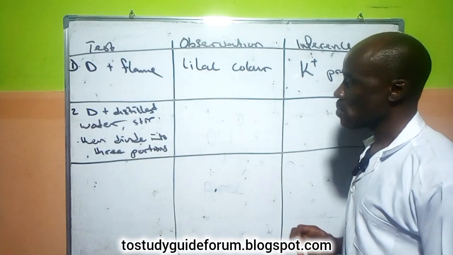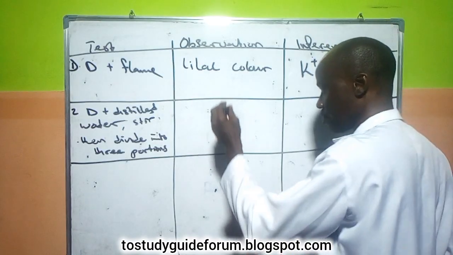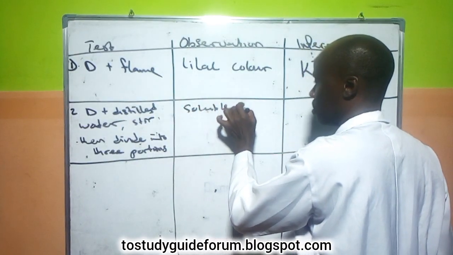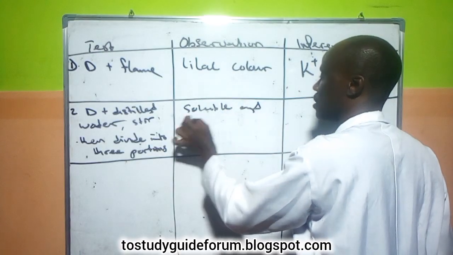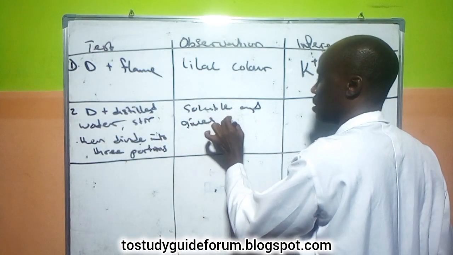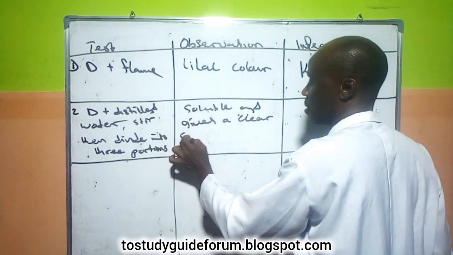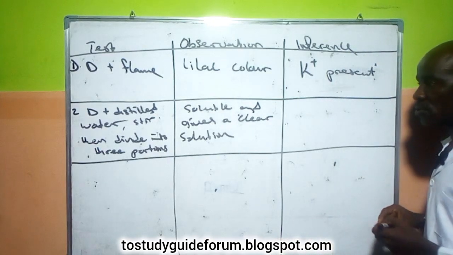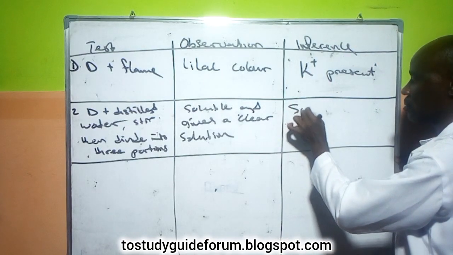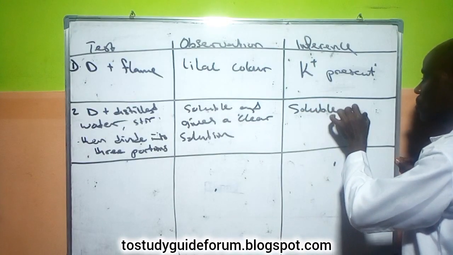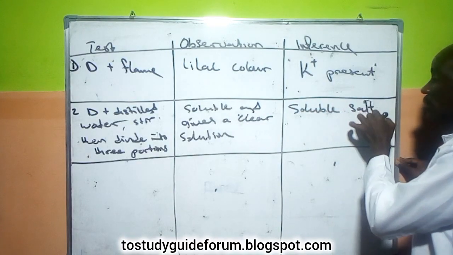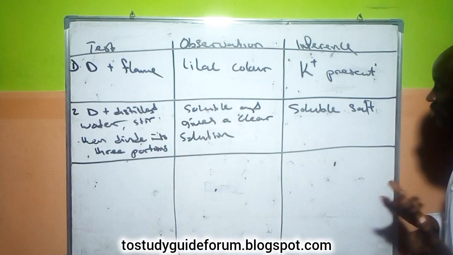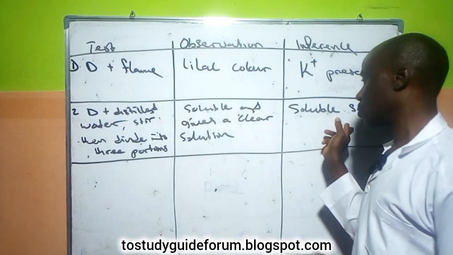So what do we have? We notice that it will be soluble, which gives a clear solution. Since we have a clear solution, we have a soluble salt. We can say D is a soluble salt. Let's go by this, because we know from observation it's a soluble salt.